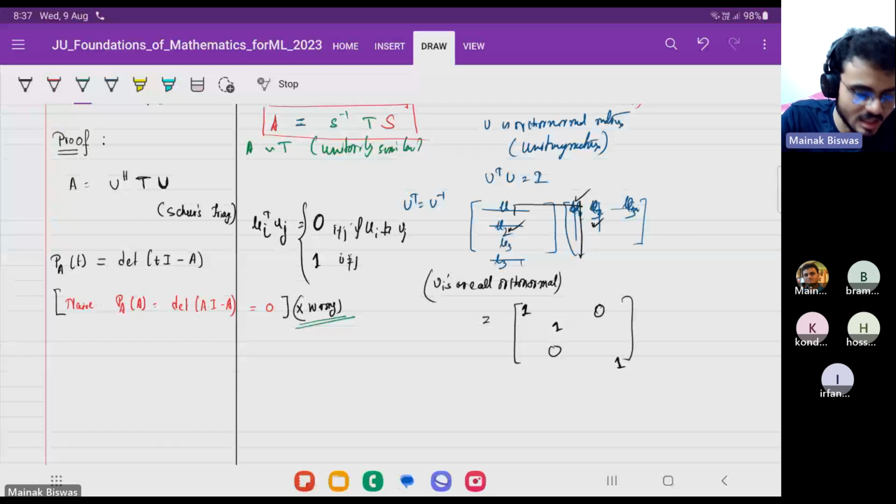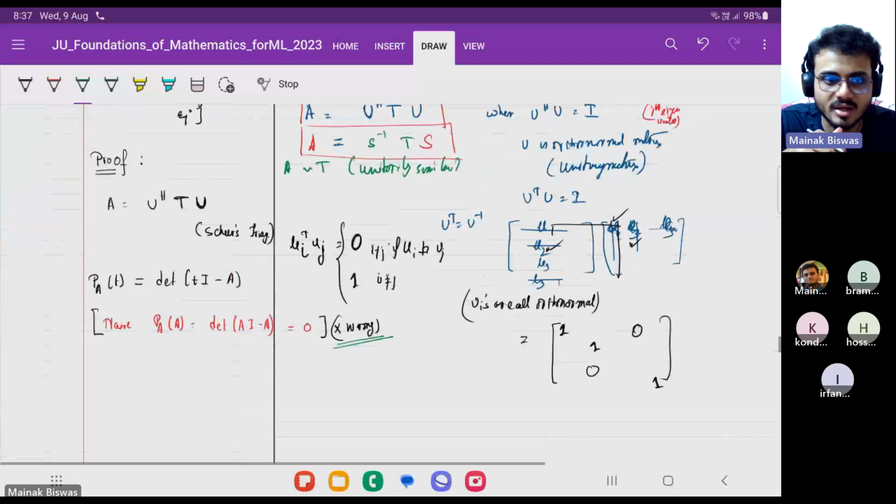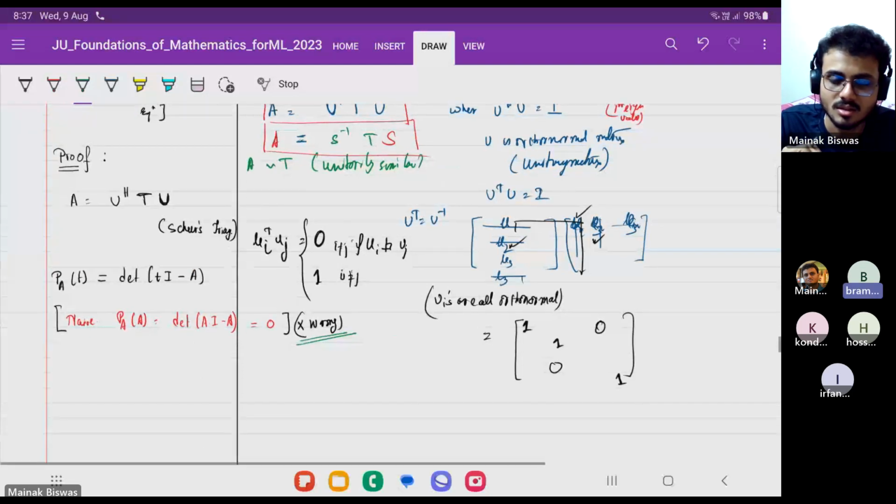Am I audible? I'm seeing a lag on my screen, but others are all right, okay? You can hear me, right? Yes, the screen is lagging.